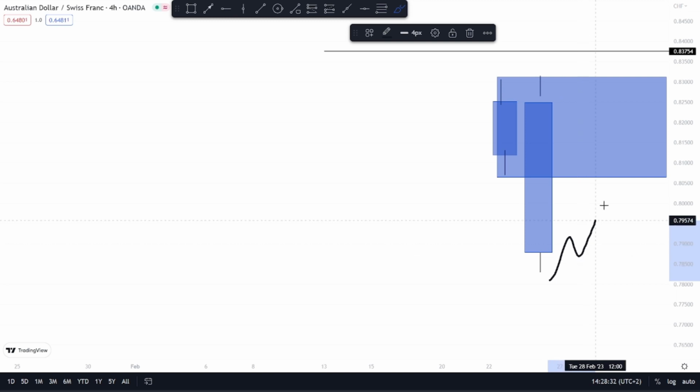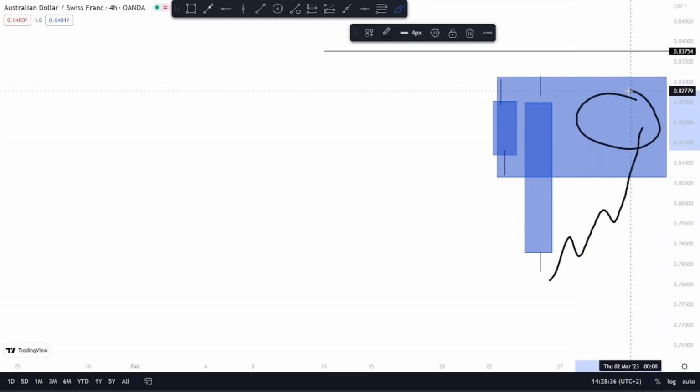And when it starts pushing all the way to our zone right here, this is when we're going to pay close attention to what price is doing. Again, you don't want to just sell because the market is in your zone. You want to wait for the market to actually start changing in character.